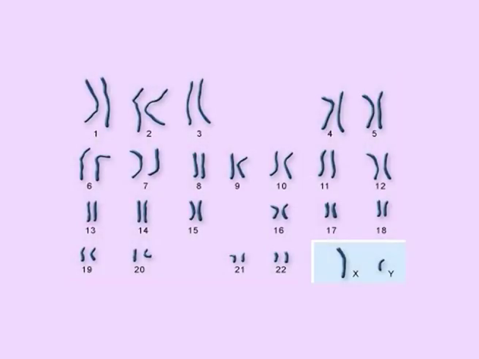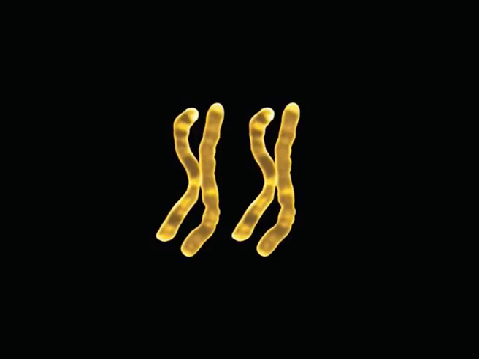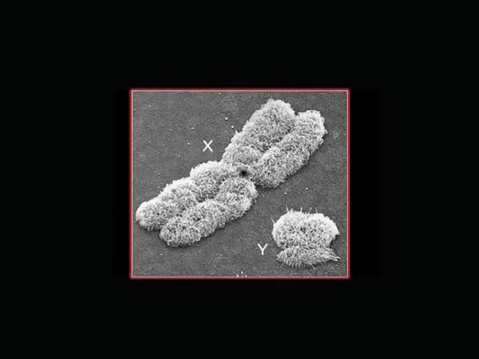Humans have 23 pairs of chromosomes, out of which 22 pairs are autosomes and one pair is the sex chromosome. A female has two X chromosomes, one from the mother and another from the father. A male has one X chromosome from his mother and a Y chromosome from his father. The pattern is referred to as XY. The X chromosome is 5 times longer than the Y chromosome. Therefore, it carries more genes.